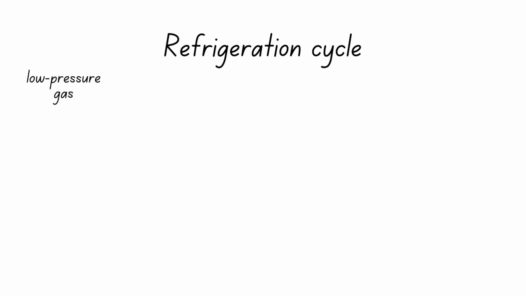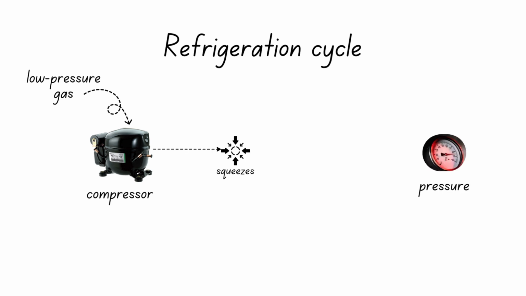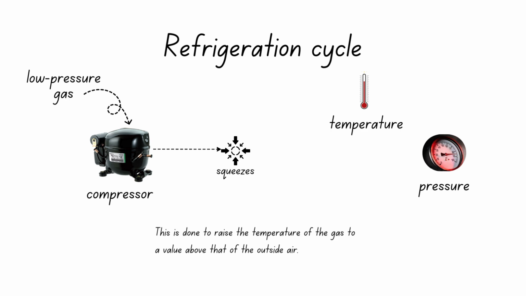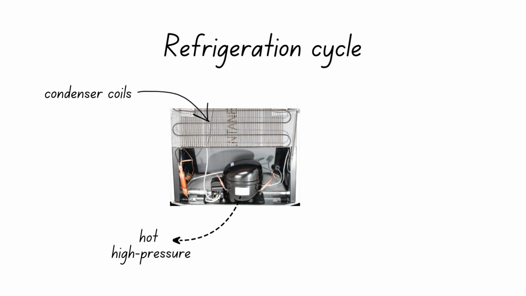The low-pressure gas refrigerant then flows to the compressor. The compressor squeezes the gas, increasing its pressure and temperature. This is done to raise the temperature of the gas to a value above that of the outside air. The now hot, high-pressure gas is then pushed into the condenser coils.